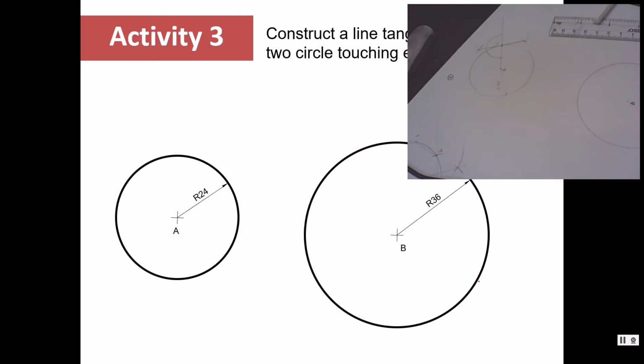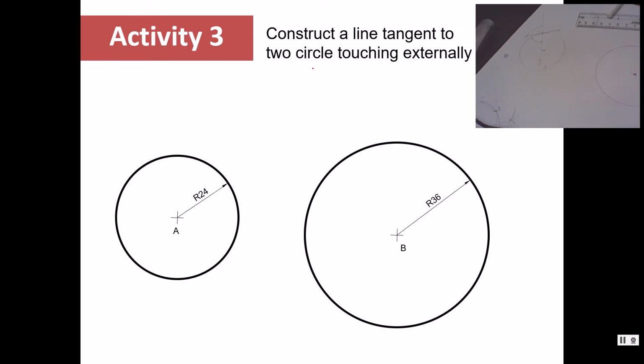For activity 3, what you need to do is to construct a line tangent to two circles touching externally. So we have two circles here. The first circle is 24 mm radius and the second circle is 36 mm radius. So we want to have a tangent that is going to touch these two circles. Okay, so let's just all watch the steps.